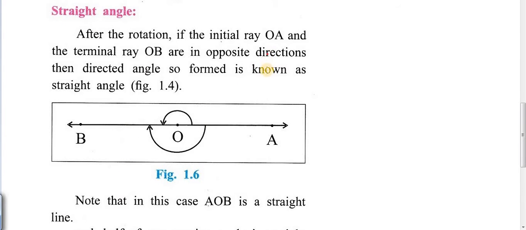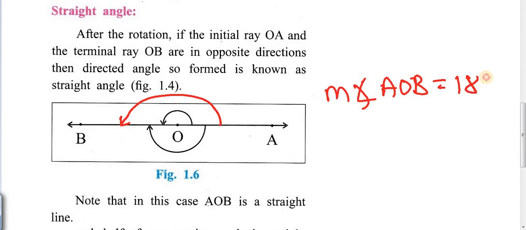Next is straight angle. If ray OA rotates so as to acquire the linear position with its initial position, that is they are anti-parallel, then it is known as a straight angle, and straight angle is half of one rotation angle. And so in case of straight angle, the measure of angle AOB is equal to 180 degree.